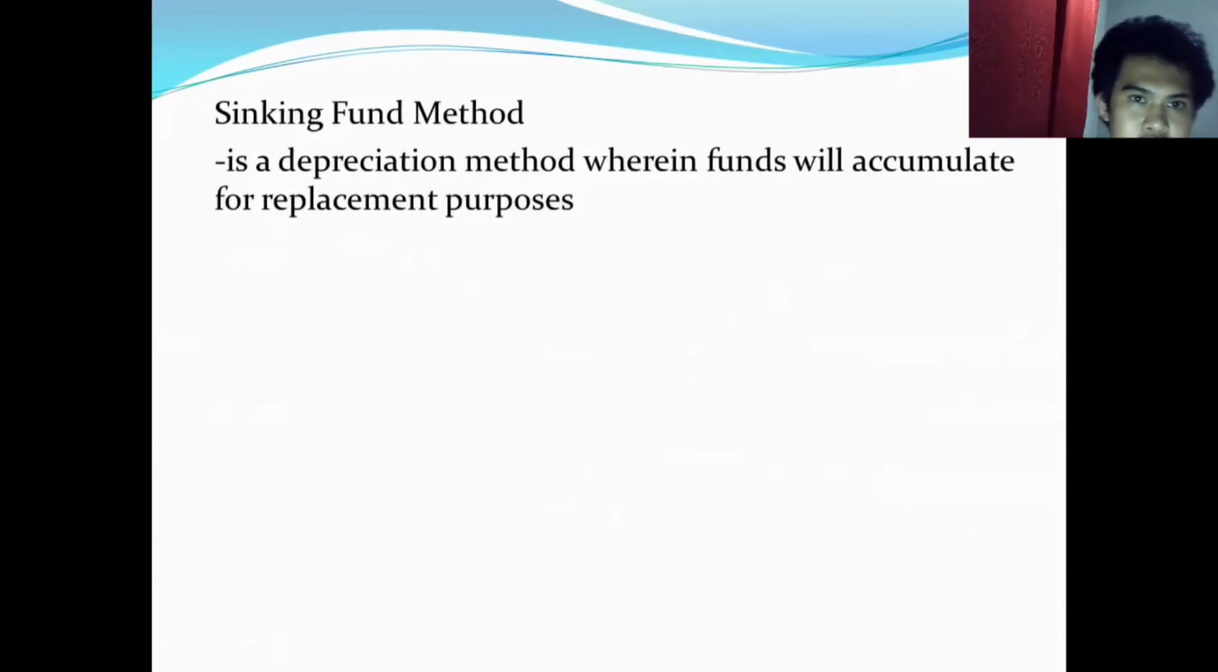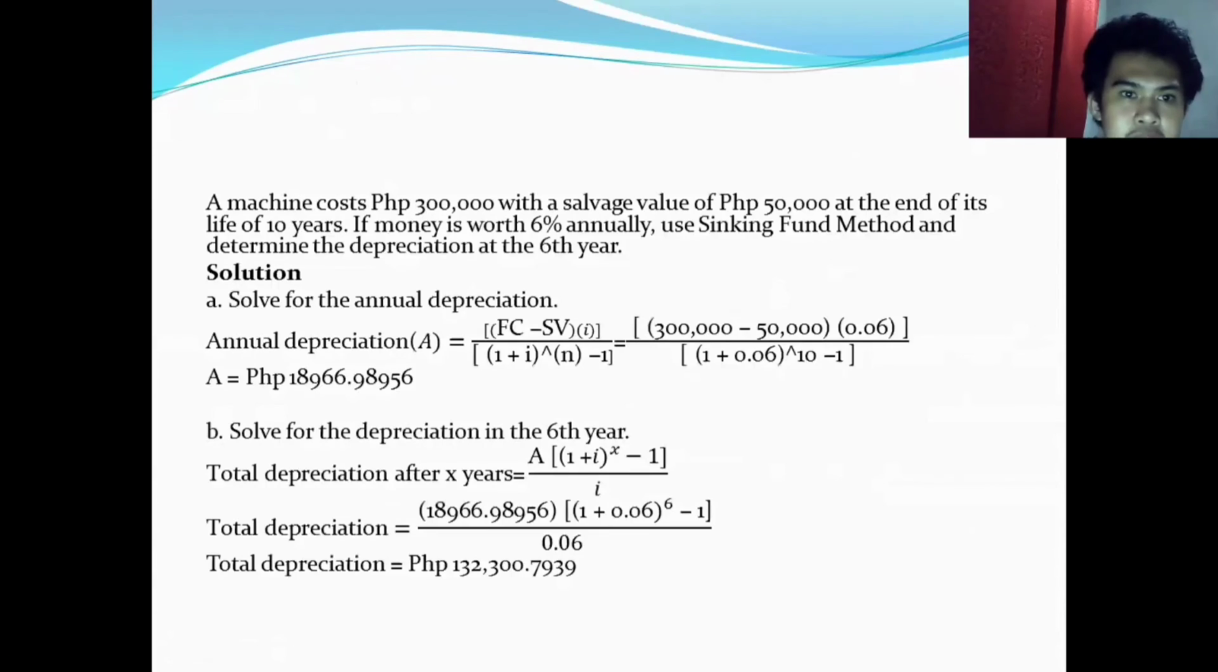Next is the sinking fund method. So, sinking fund method is a depreciation method wherein funds will accumulate for replacement purposes. For example, problem. So, a machine costs 300,000 pesos with a salvage value of 50,000 pesos at the end of its life of 10 years. If money is worth 6% annual, use sinking fund method and determine the depreciation at the 6th year.